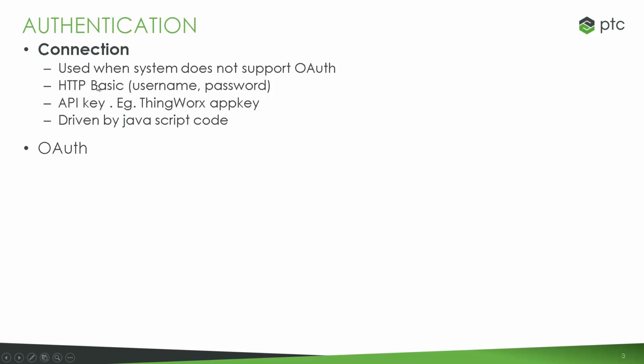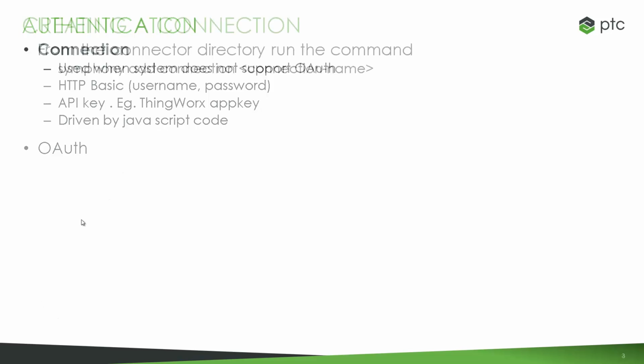For example, if a system supports HTTP basic form of authentication, we can use a connection which requires a username and password as input. It can also be used to support API key-based authentication. For example, ThingWorx supports an app key mechanism. Connections are driven by JavaScript code. Now let's take a look at how to create a new connection.